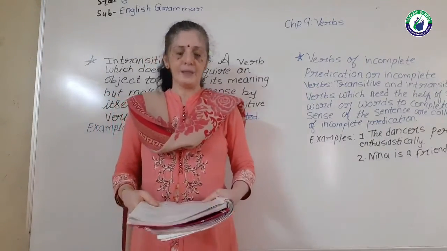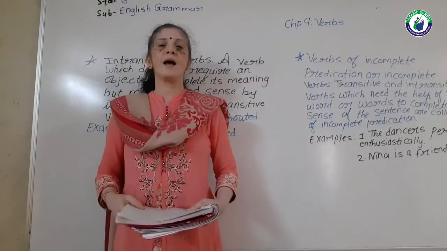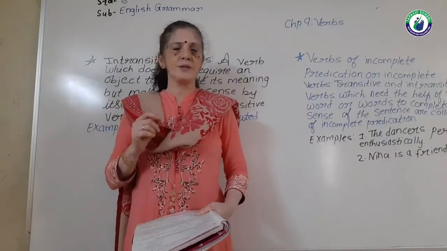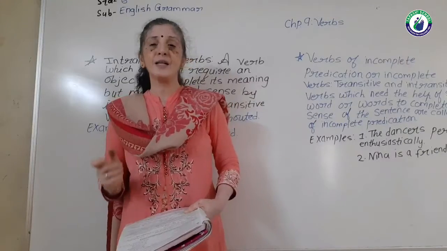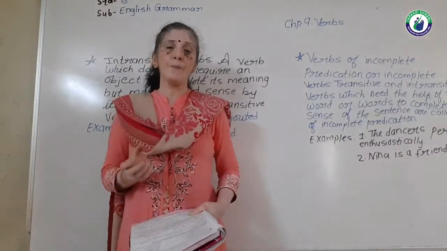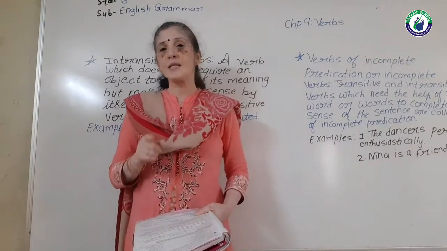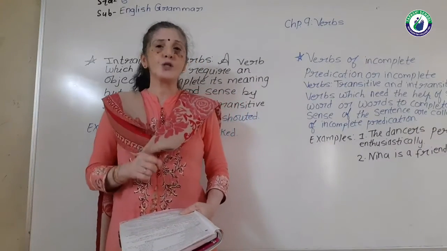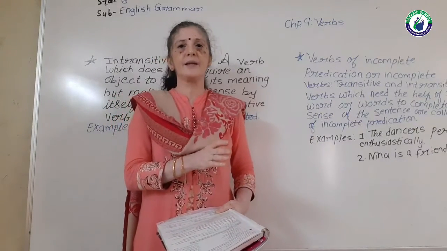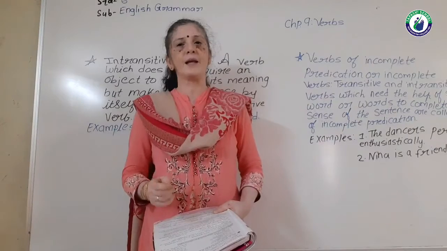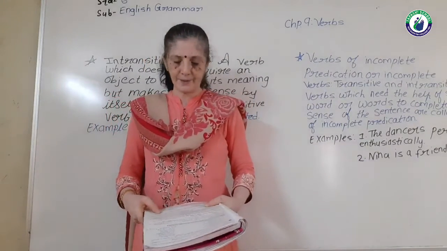Here is one example: I consider him trustworthy. See here, I consider. Consider is a verb. Him is the object, and trustworthy is the complement which is written for him, right? So trustworthy is called the object complement. If we write any word for the subject, that is called subject complement, and if we write any word for the object, that is called object complement.